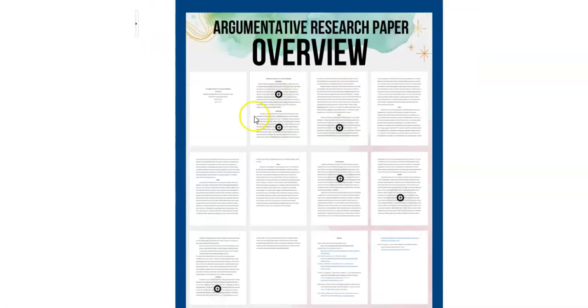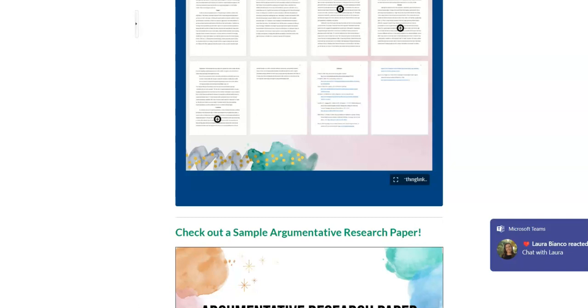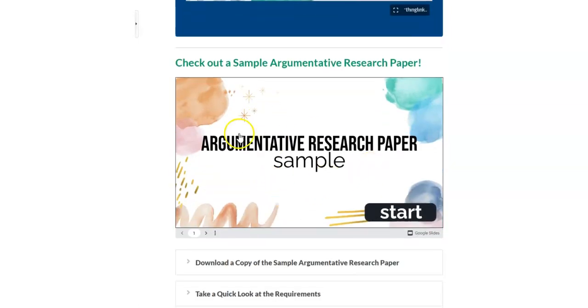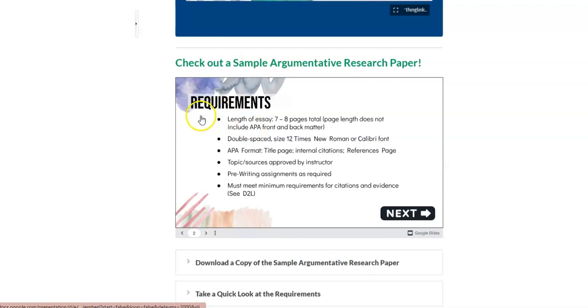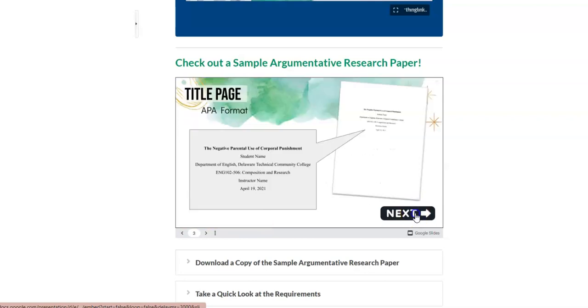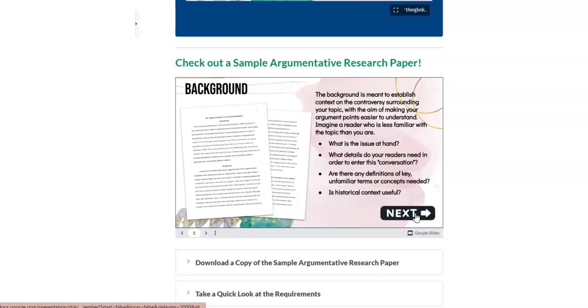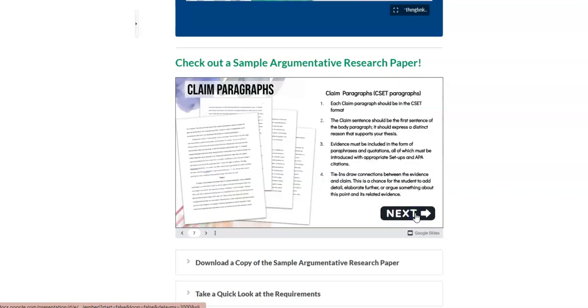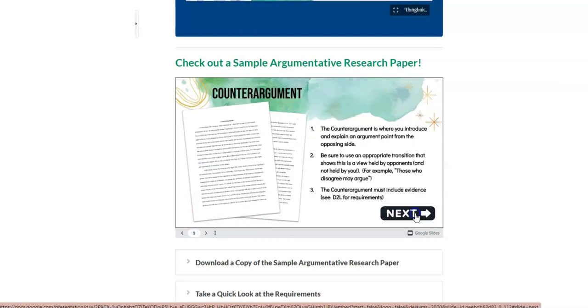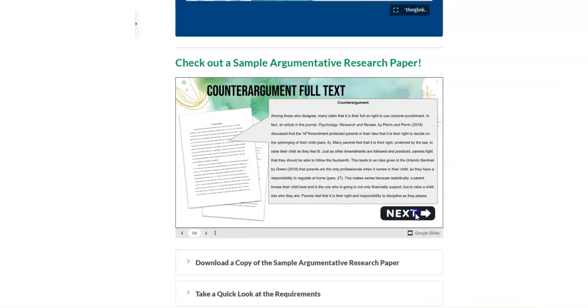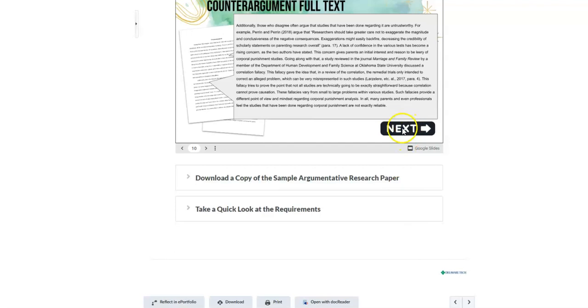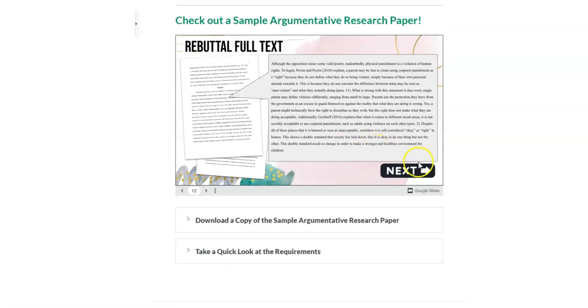You will be clicking through and looking at the overview of this assignment, and we have the requirements front and center, and we have a sample paper so that you can get really comfortable with what a claim paragraph looks like, what a counterargument and rebuttal look like. You will be using CSET to make sure that you are developing your claims with evidence that you have set up and tied in to the rest of your paper.